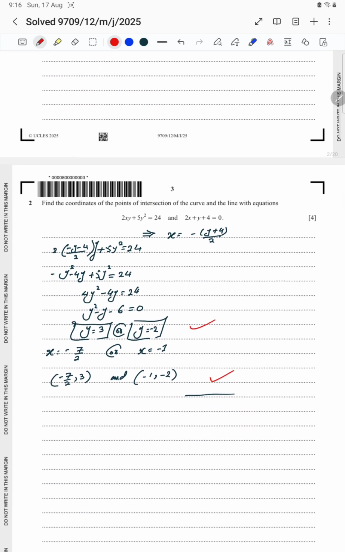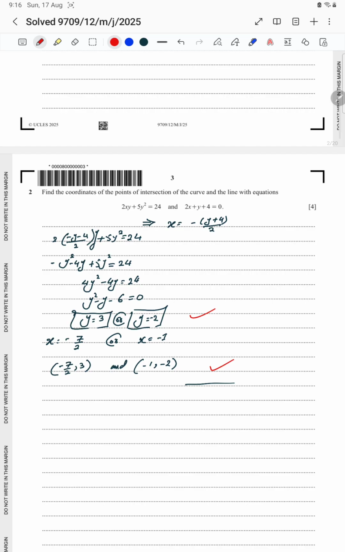Similarly, we go for question number 2. Find the coordinates of the points of intersection of the curve and the line with equations. A curve has equation 2xy plus 5y squared equal to 24, while the line has 2x plus y plus 4 equal to 0. It's a very simple case, just simultaneous solution of the curve and line. So we did it.